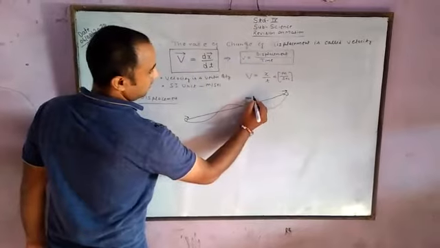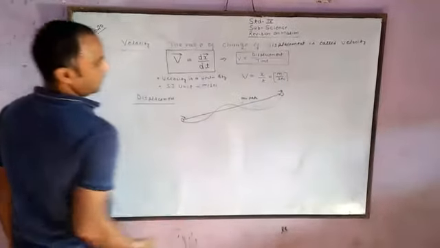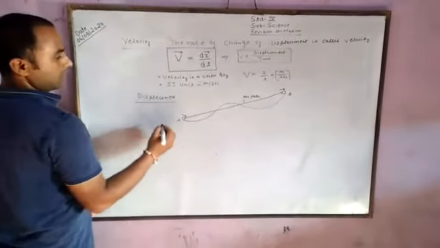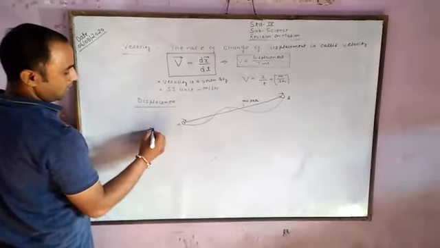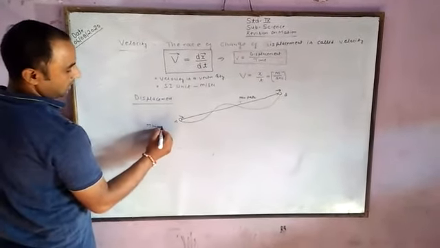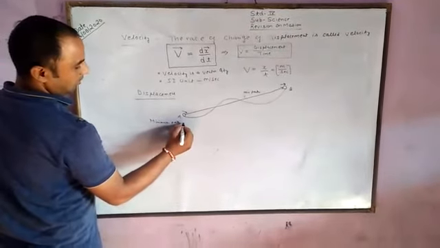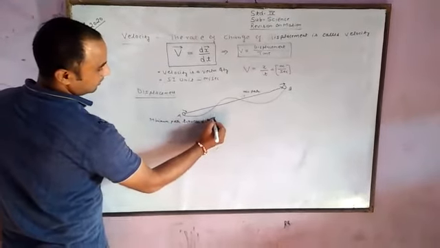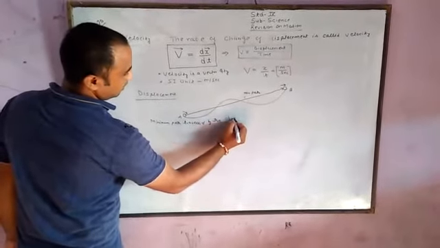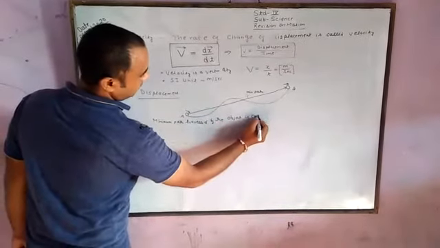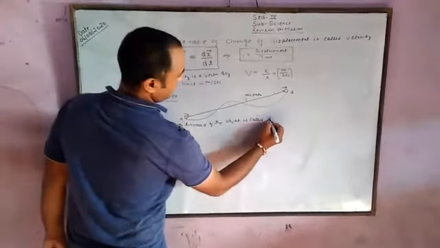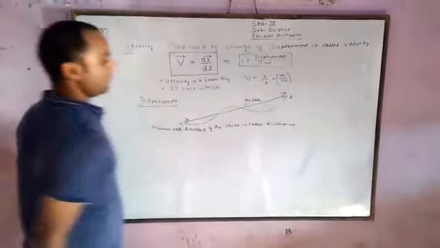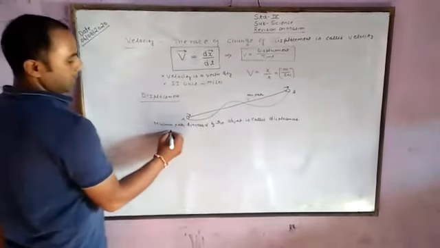To reach the point A, this is a straight line. It means the definition of displacement is: the minimum path traveled by the object is called displacement. This is the basic definition of the displacement, and it is a vector quantity.